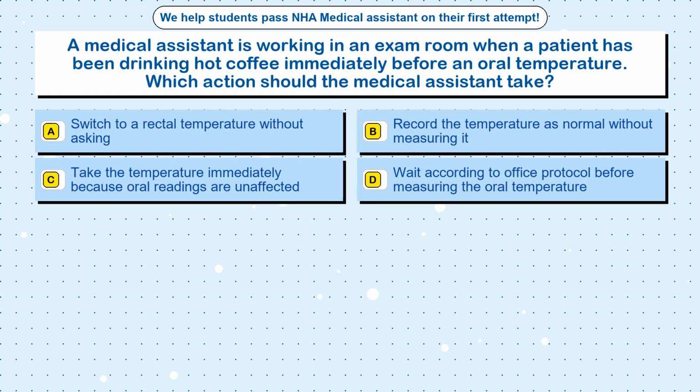Question 52. A medical assistant is working in an exam room when a patient has been drinking hot coffee immediately before an oral temperature.